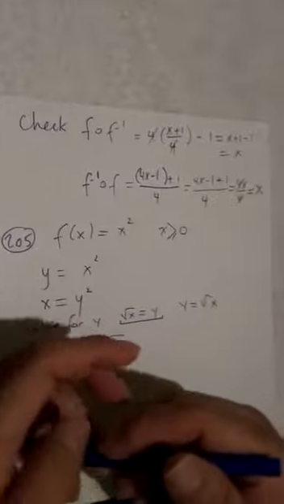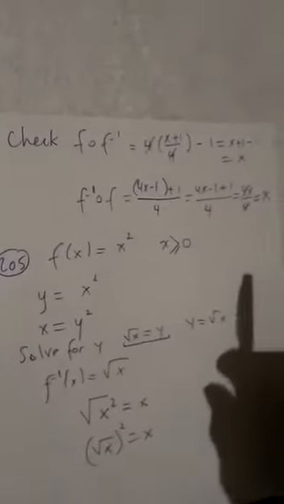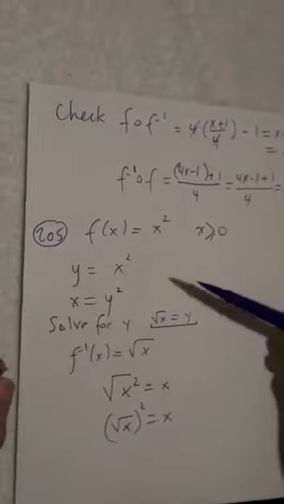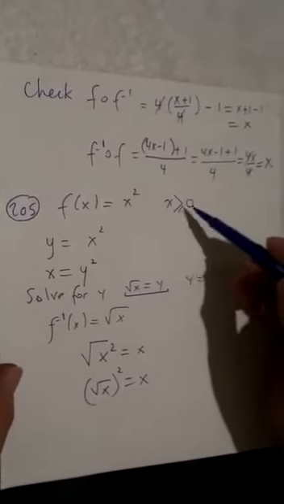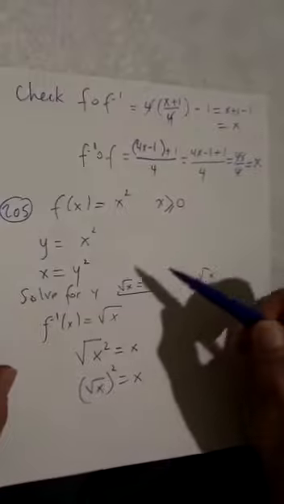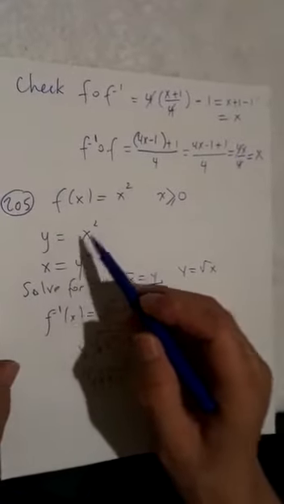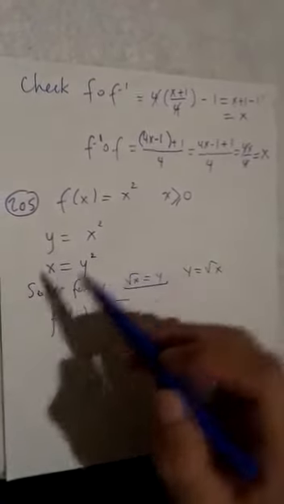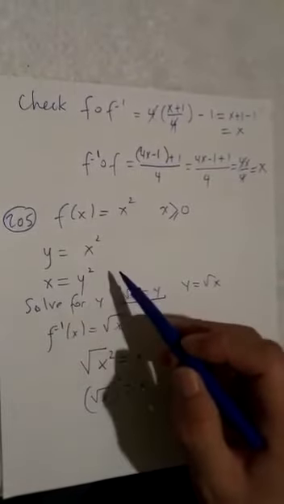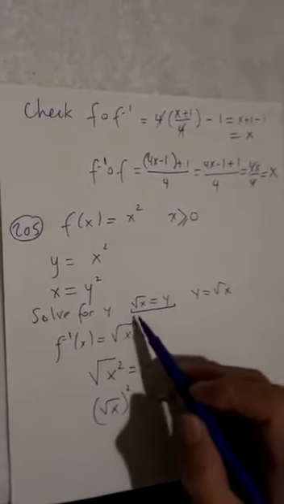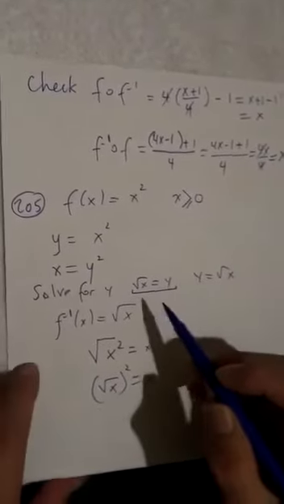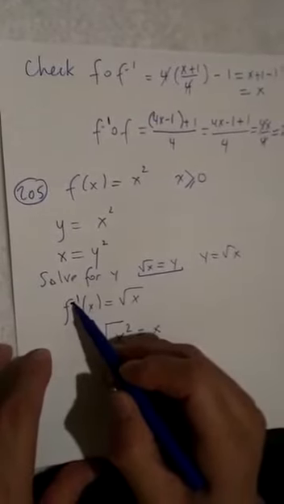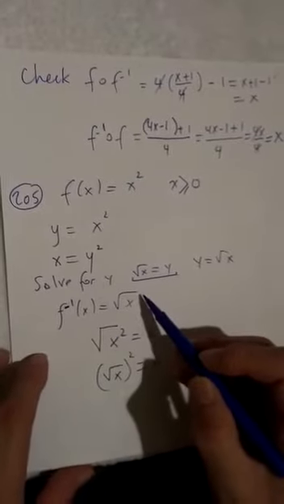Let's do another example. f of x equals x squared, but this time we have a condition. x is greater than or equal to 0. So we'll write it as y equals x squared. Switch the letters x and y. x equals y squared. Solve for y. So y equals square root of x. Okay, so the inverse is square root of x.